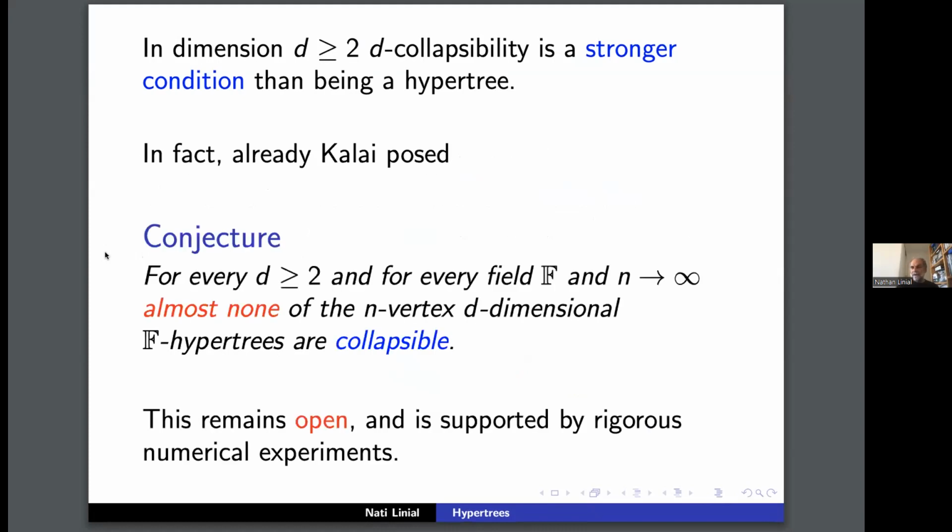And in fact, there is a conjecture which goes back to the original paper of Kalai, which I mentioned before, the paper that really started this area and made the basic definition. He conjectured that the two notions are really very, very different. In other words, that almost none of the n-vertex d-dimensional F-hypertrees are collapsible. And this remains open. We've thought about this, we've experimented with it a lot on the computer. It seems very, very solid, but we still don't know how to prove it.